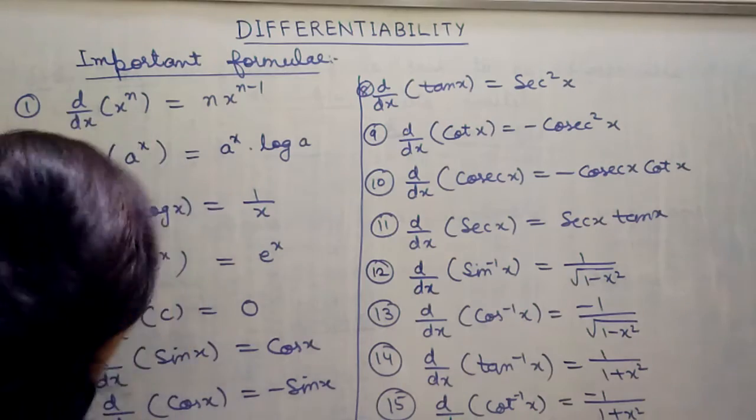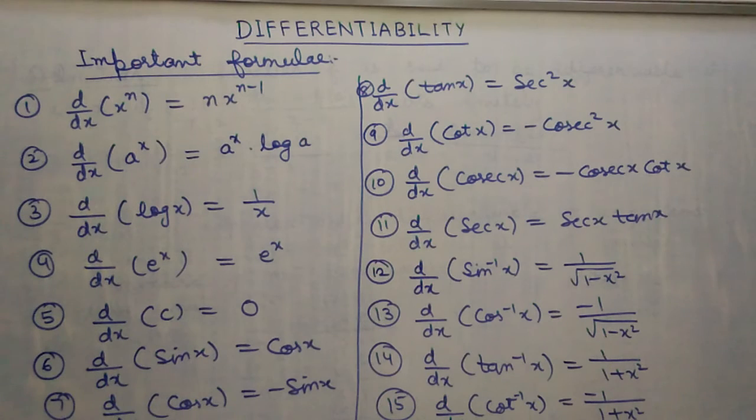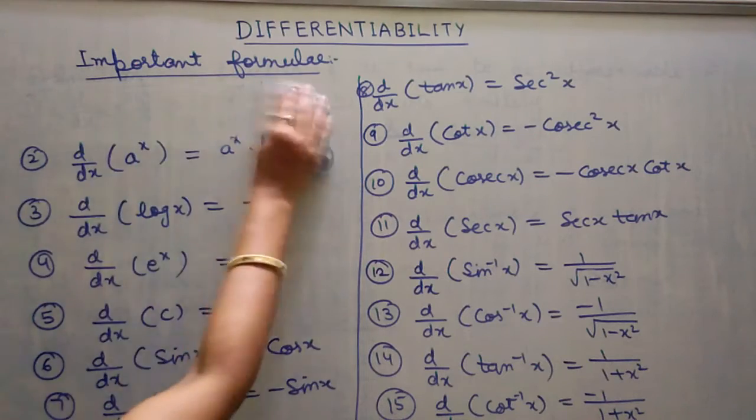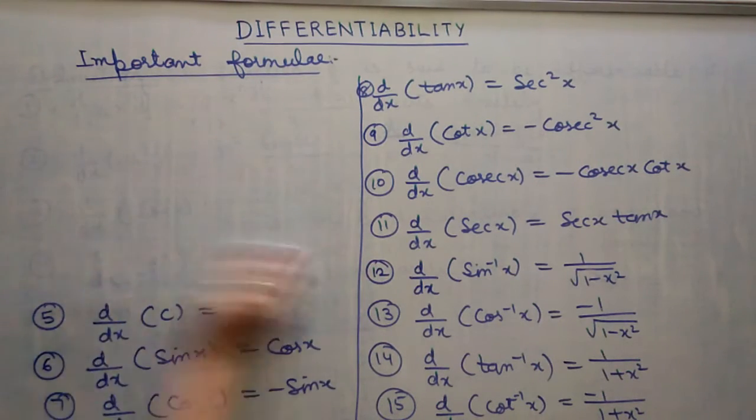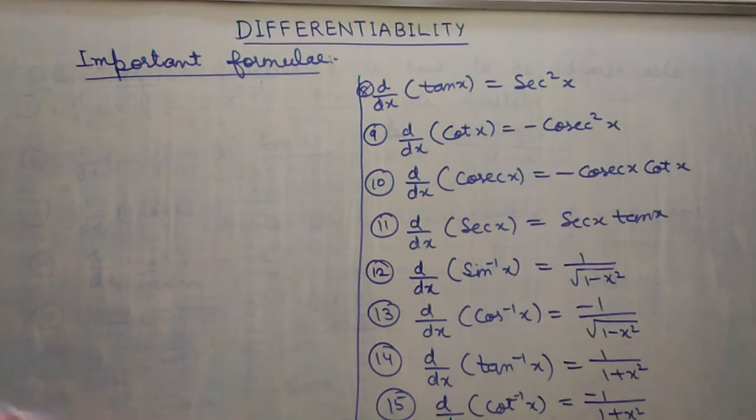Now come to the secant inverse and cosecant inverse. What is the formula of secant and cosecant inverse? That is very simple. So I will write those formulas. Cosecant inverse x and secant inverse x. So what are the basic formulas?